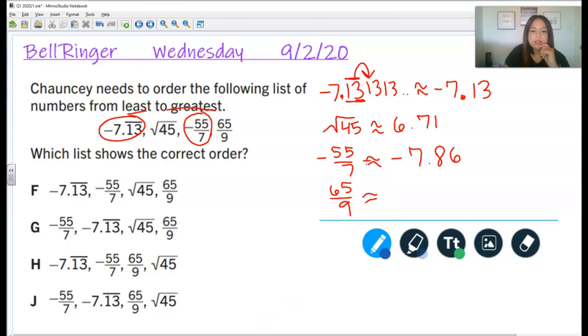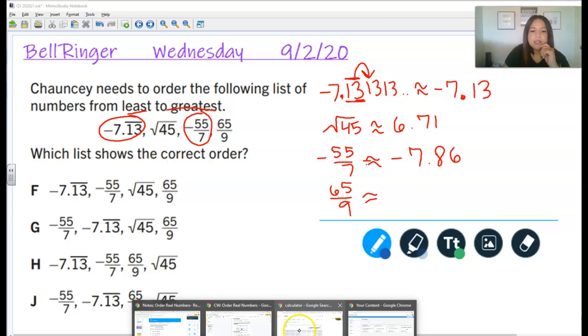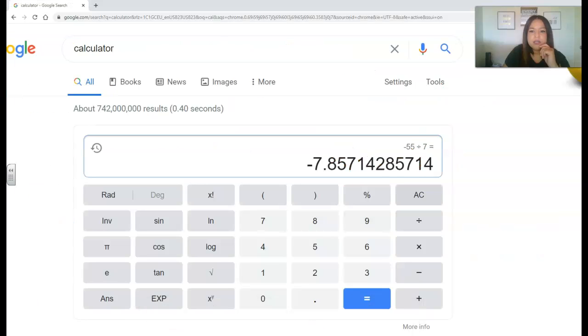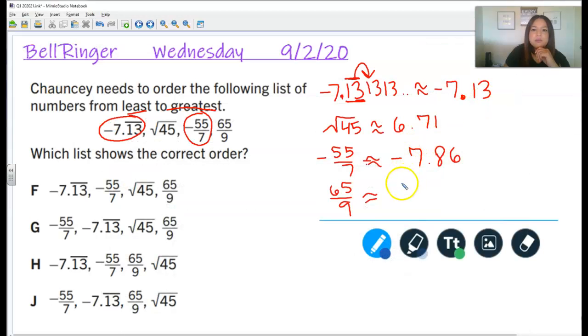Lastly, we have 65 over 9. So I'm going to go ahead and get my calculator. 65 over 9. Repeating. So in this case, I look at that second digit, and because the neighbor is a 2, I'm going to let it rest. So it's going to be 7.22 approximately. 7.22. Now remember, I circled my negatives. I had 2 of them. So here's my negative and here's my negative.